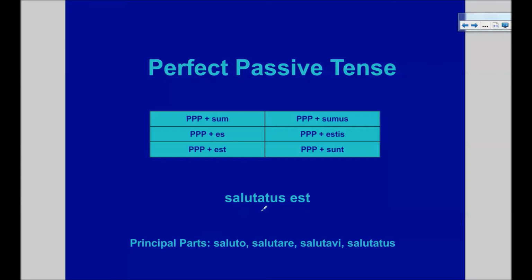Here come your practice sentences. Press pause, translate, and then press play for your answers.